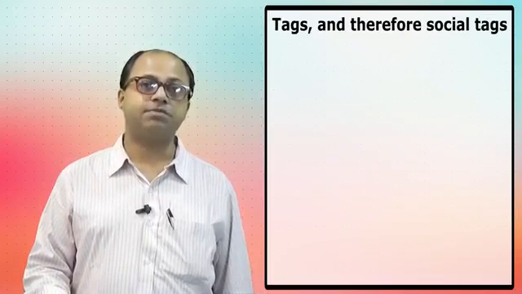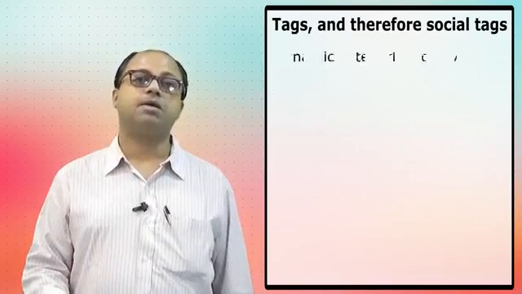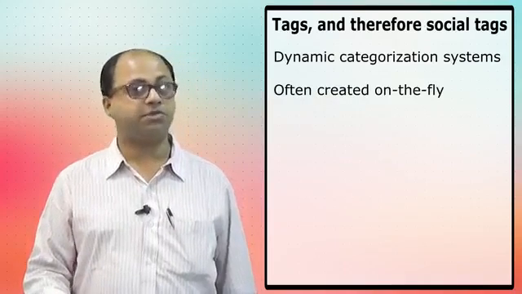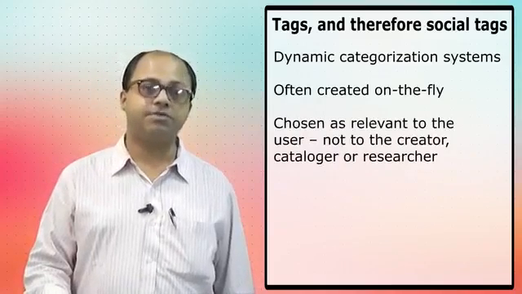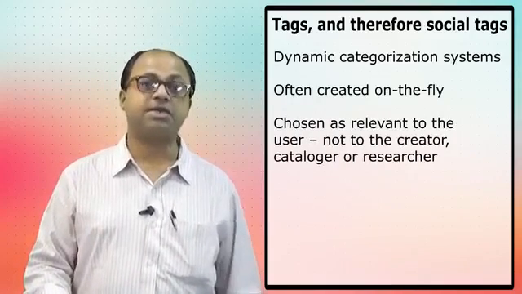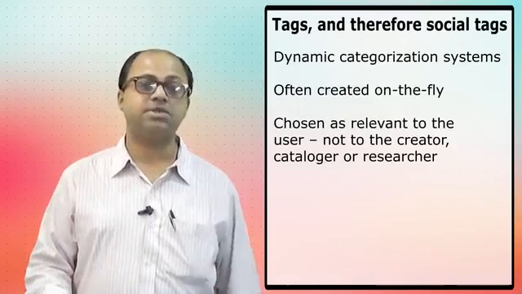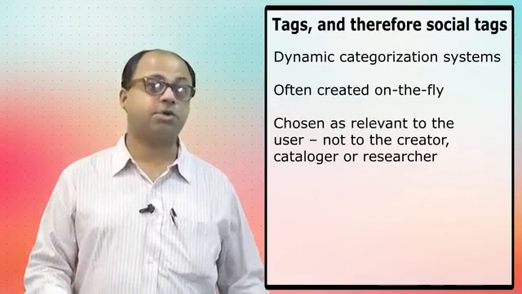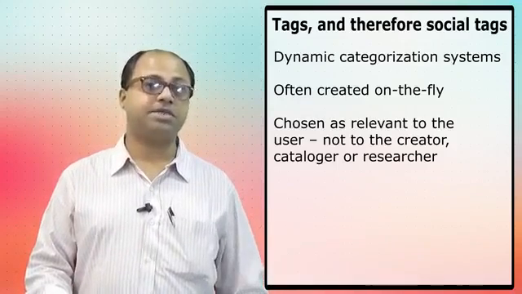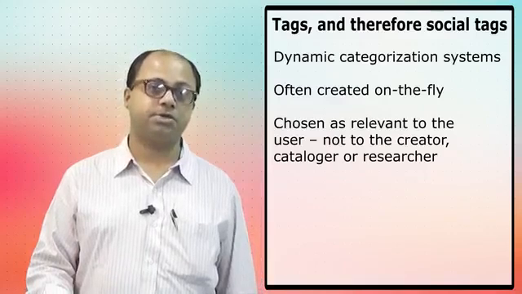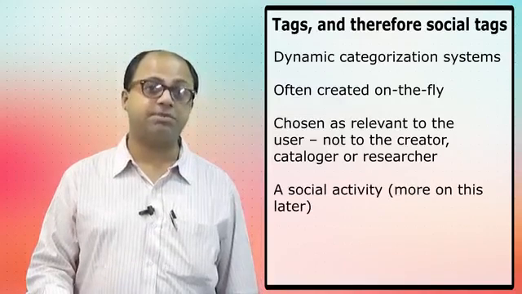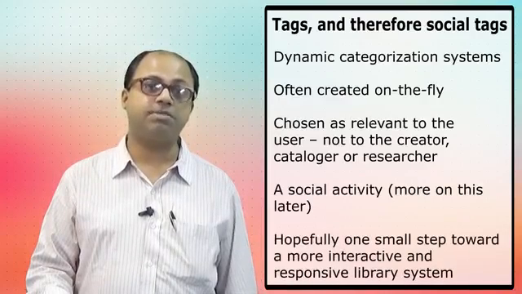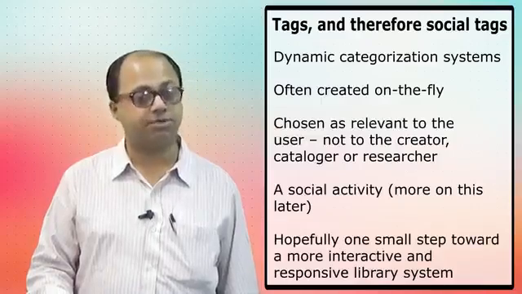Now, tags, and therefore social tags, are dynamic categorization systems, often created on the fly, chosen as relevant to the user, not to the printer, cataloger or researcher, just the common user, not the scholarly user. Both can use tags. Even scholarly users sometimes may take the role of a common user. Now it is a social activity, more on this later, and hopefully one small step toward a more interactive and responsive library system.